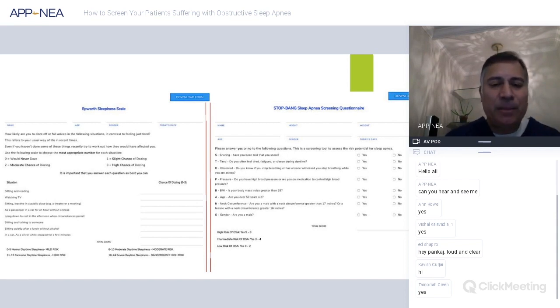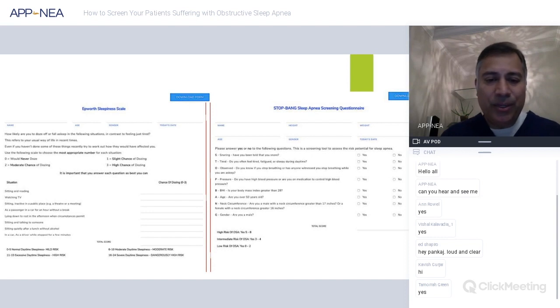Now it's a very simple thing: count the number of questions you answered yes to. For 0 to 2, there's a low risk for OSA. For 3 to 4 yeses, that's an intermediate risk, and 5 to 8, that's a high risk.